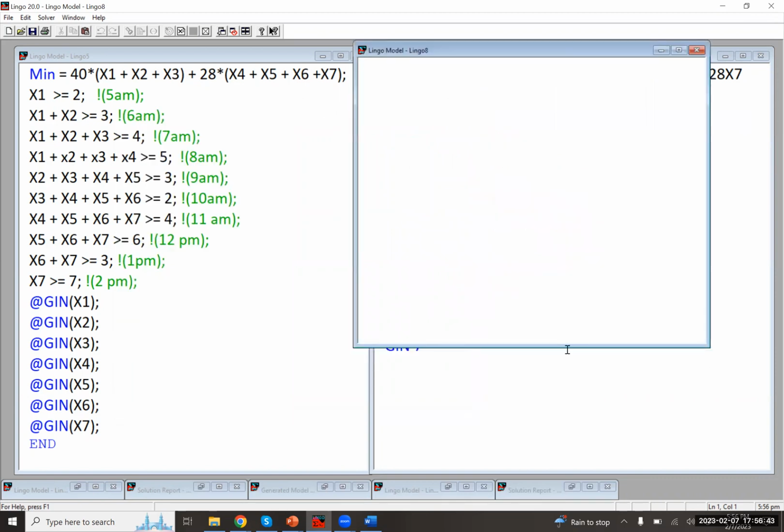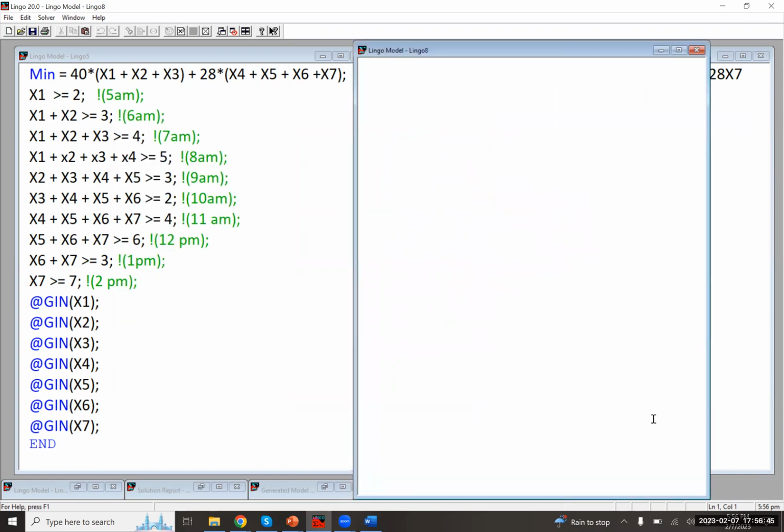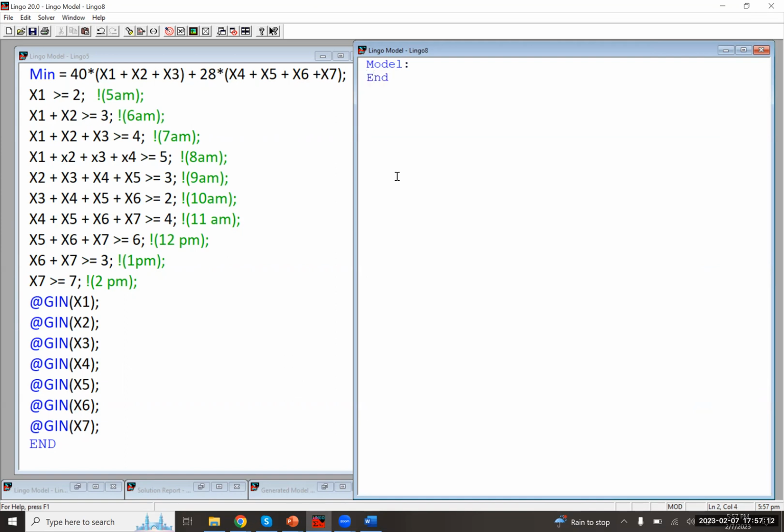So I'm gonna look at this. Okay. LINGO starts with MODEL colon and ends with END, right? So I'm gonna just do this.